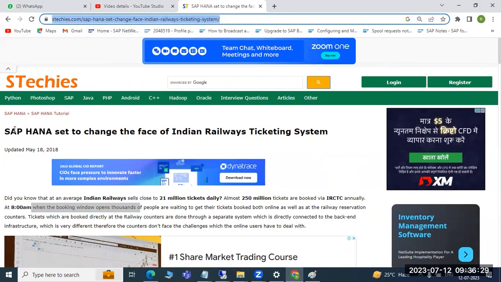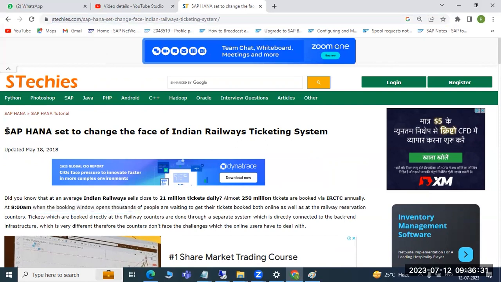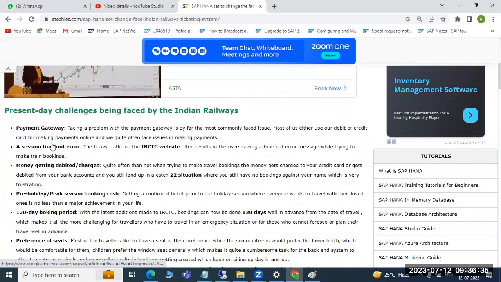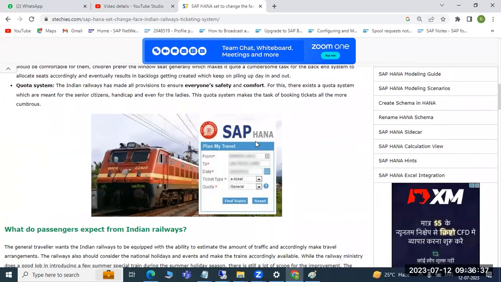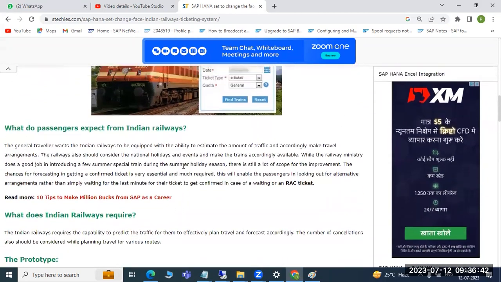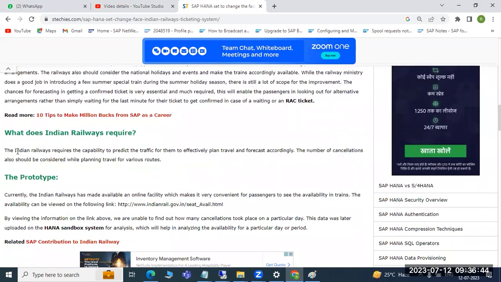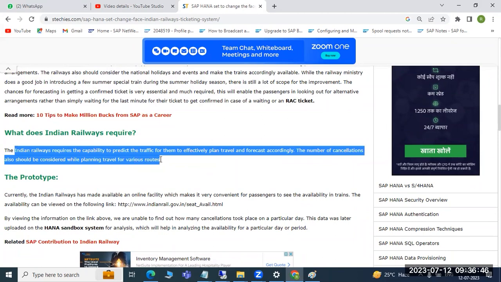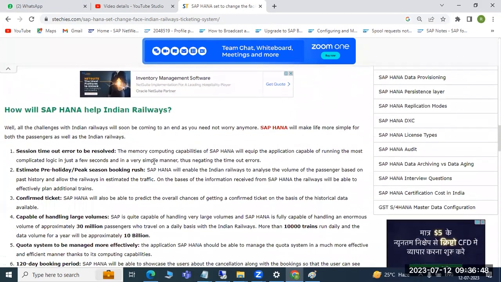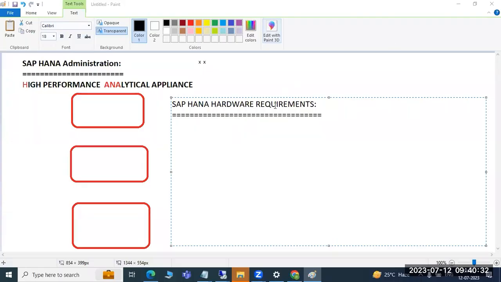Why? Because for IRCTC, I can confirm they are using the HANA database for their day-to-day operations and everything. You can see they proudly say they have written one blog also, about how they are using it and everything. That will come now.